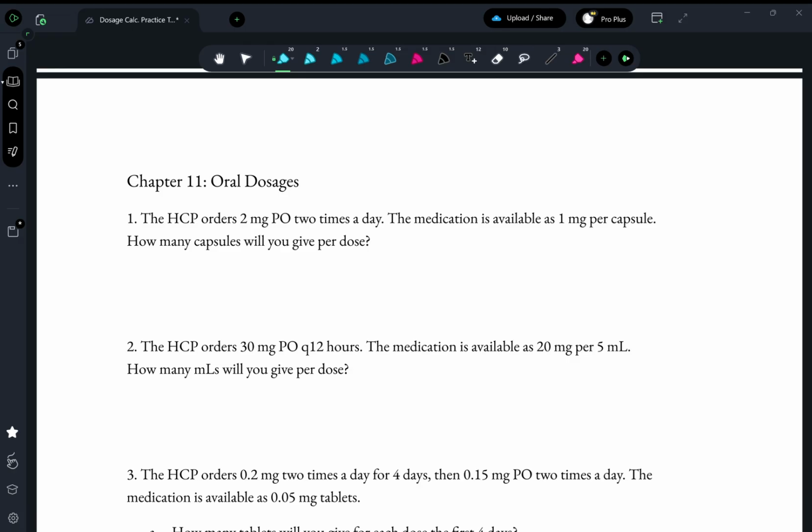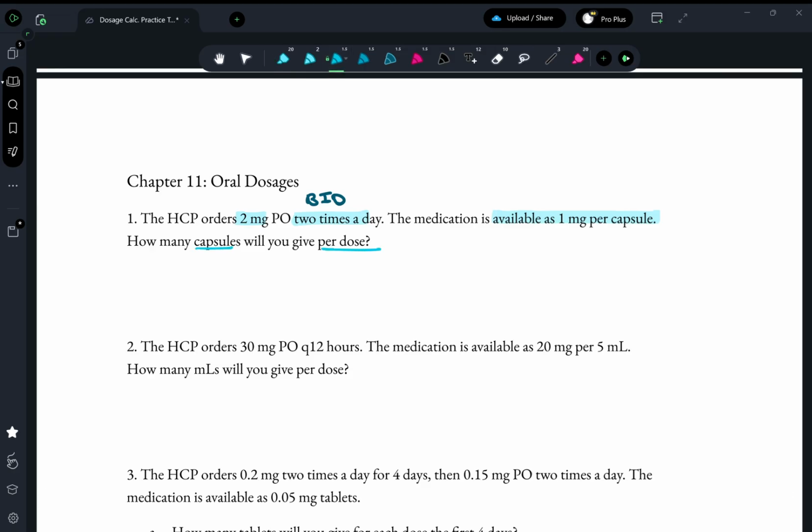But for the purposes here, what I like to do is first off find what's important. So what is your order? 2 milligrams twice a day. So what does that mean? That just means that'll also be shown as BID. Then we also want to know how the medication is available. So we know it's available as 1 milligram per capsule. And then what are we looking for?